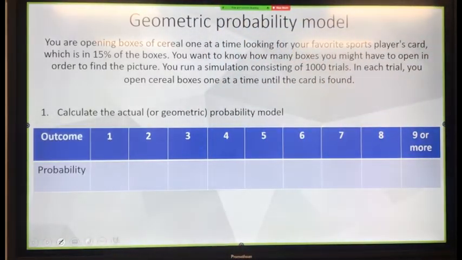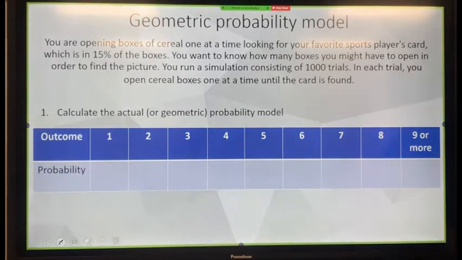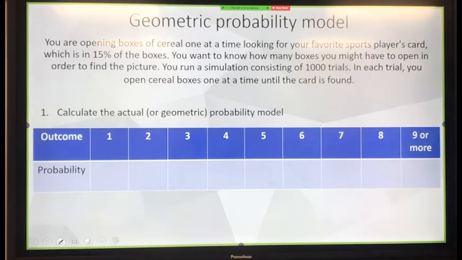One more example. Actually, we have a couple more. You are opening boxes of cereal one at a time looking for your favorite sports player's card, which is in about 15% of the boxes. You want to know how many boxes you might have to open in order to find the picture. You run a simulation consisting of 1,000 trials, and each trial you open cereal boxes one at a time until the card is found. Calculate the actual or geometric probability model.